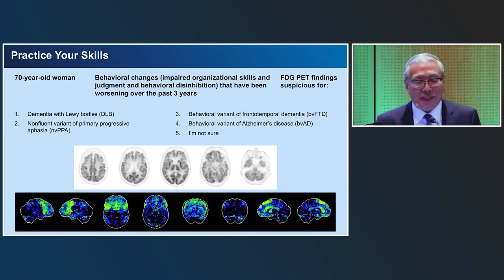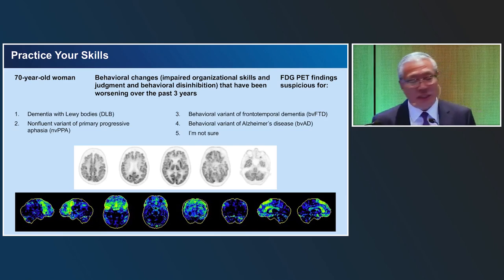All right, so the next case: a 70-year-old presented with behavioral changes and an FDG PET scan. Here is the transaxial scan and the statistical map. It's a behavioral variant FTD, Pick's disease. If you do an autopsy, there is a Pick body in the frontal lobe.